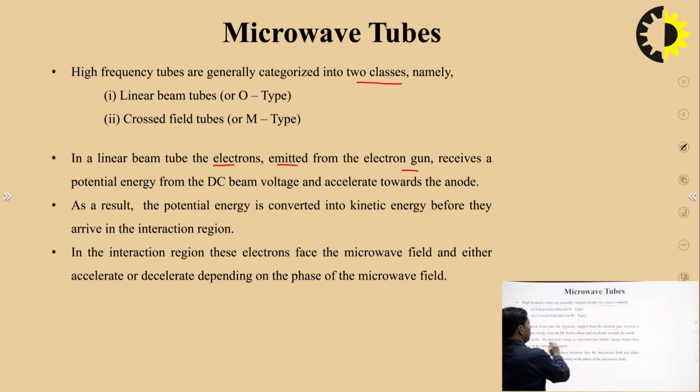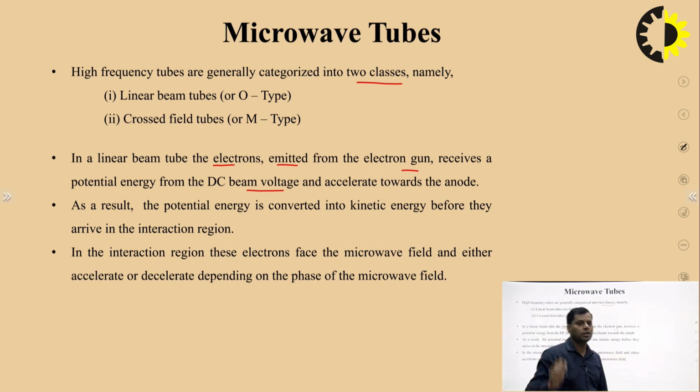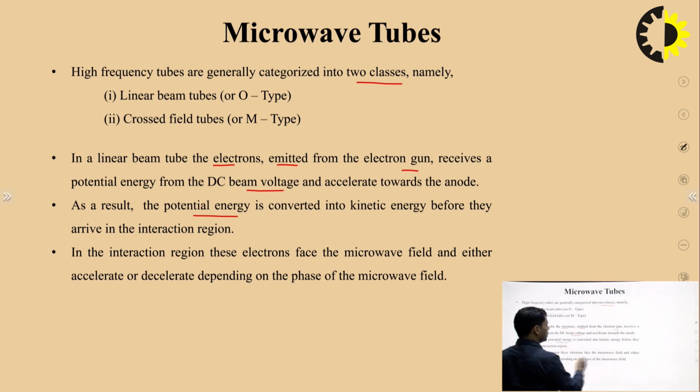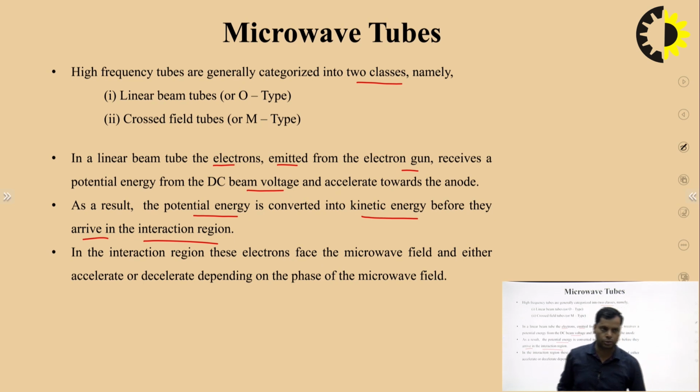In the O type, the linear beam tube, the electrons emitted from the electron gun receive potential energy from the DC beam voltage V0 and are accelerated toward the anode. They move through the gap. As a result, the potential energy is converted into kinetic energy before they arrive in the interaction region, that is, the drift space, when they come out into the gap.